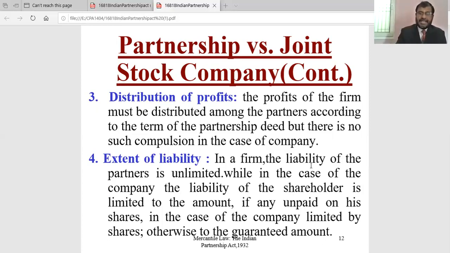Extent of liability. In the firm, liability of partner is unlimited. Mark this point. Unlimited liability. While in case of a company, liability of shareholder is limited to the amount, if any, unpaid on the shares. In case of a company limited by shares, otherwise, if it is limited by guarantee, the member is liable to the extent of either the unpaid amount of the share or the guaranteed amount.